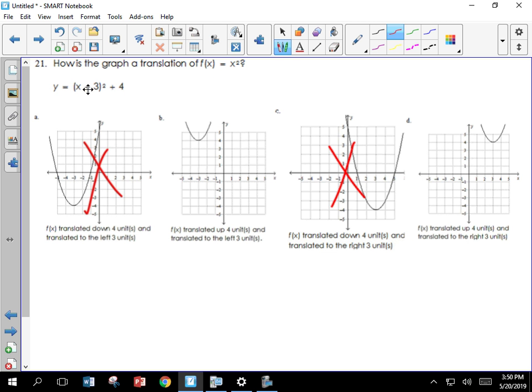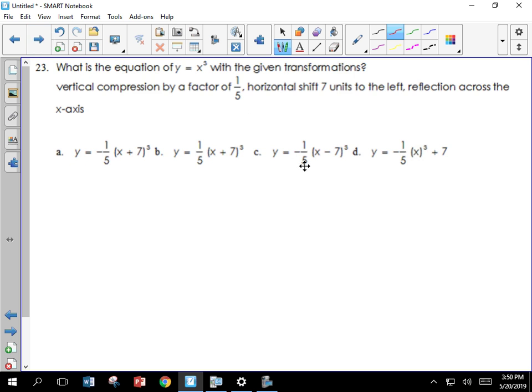Plus 3, don't forget, that means opposite. So we're going to actually go left 3. So we went up 4, left 3. B is our correct answer choice.